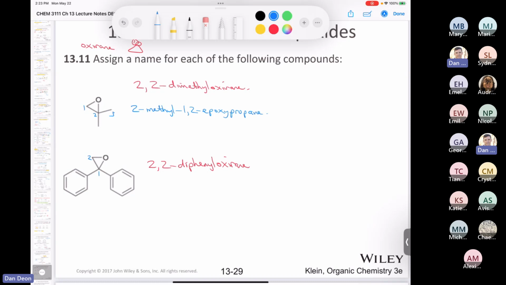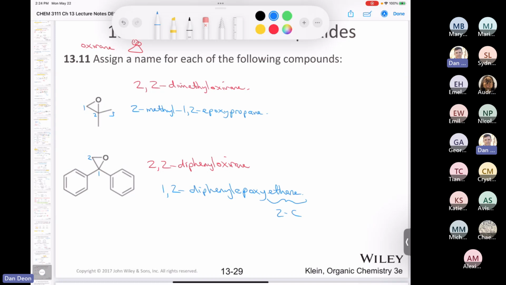So we'd call this 1,1-diphenyl epoxy ethane. And if you're wondering, why didn't you put a locant here? Why didn't you say 1,2-epoxy ethane? You don't have to, because ethane only has 2 carbons anyway. There's only 2 carbons in ethane, and so it would be redundant to put a locant in there.